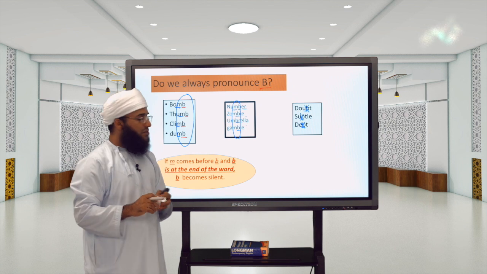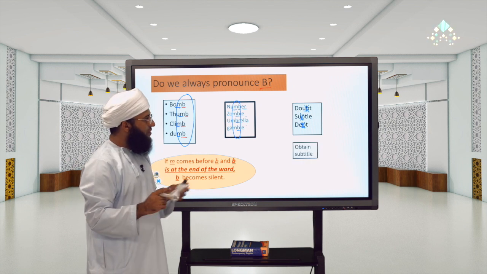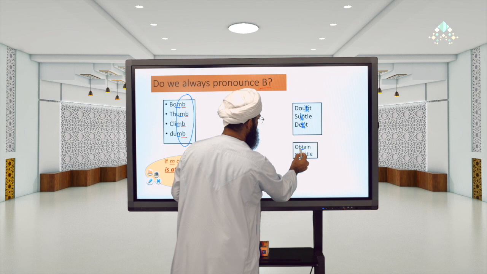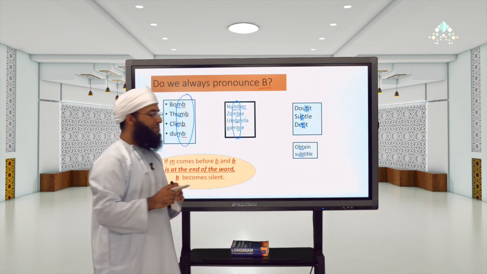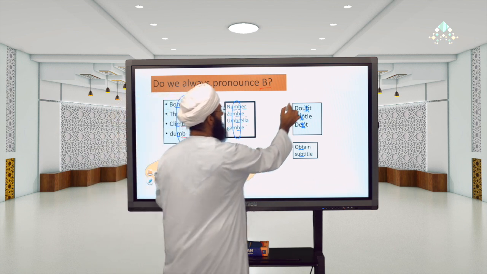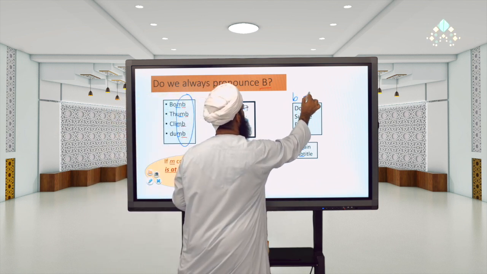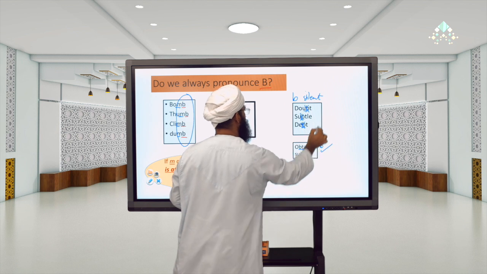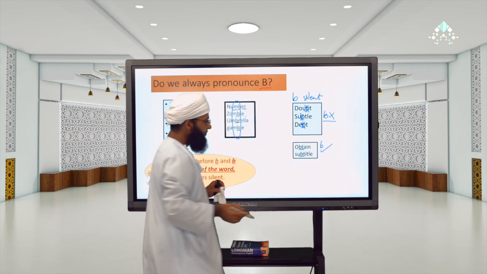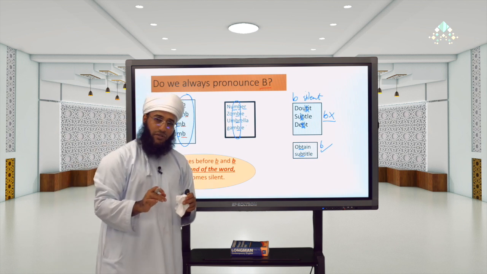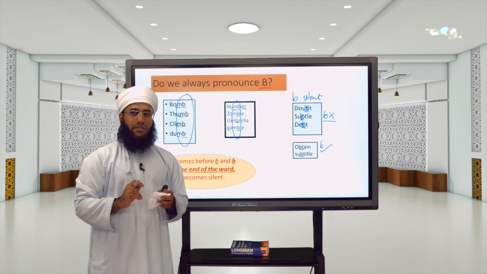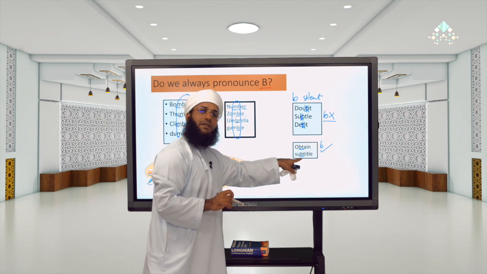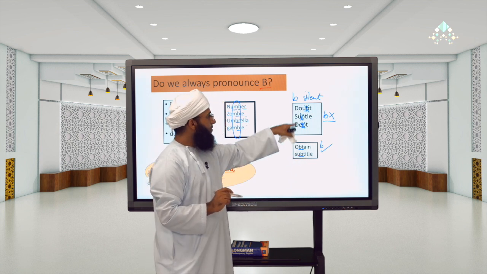And is there a rule? Look at this. We see more examples and patterns, so we can guess the rule. Look here. Obtain. So here the ba sound is silent, and here no, we pronounce the ba. Here the ba is silent, we don't pronounce it. So in the second box, you can see that we pronounce the ba. Obtain, subtitle, so we pronounce it.